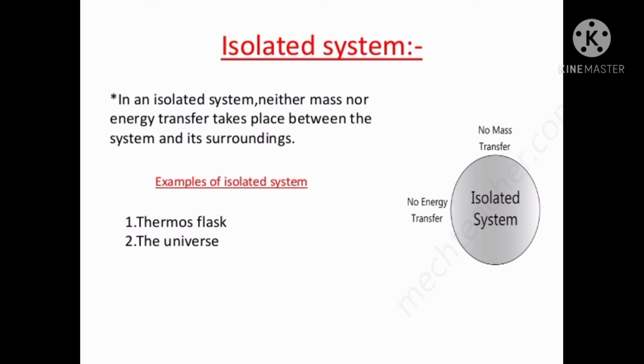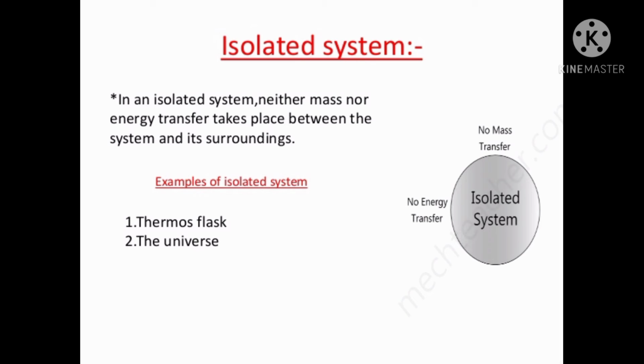The last one is the isolated system. It is defined that in an isolated system, neither mass nor energy transfer takes place between the system and its surroundings. It means the mass and the energy stay constant or stable. There is no energy going out and no transfer of mass. That's what we call an isolated system.